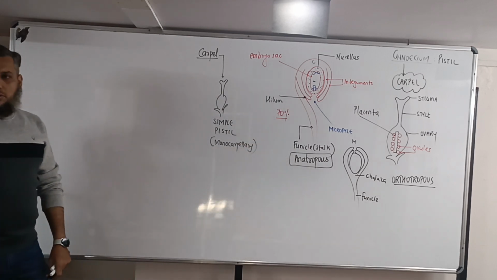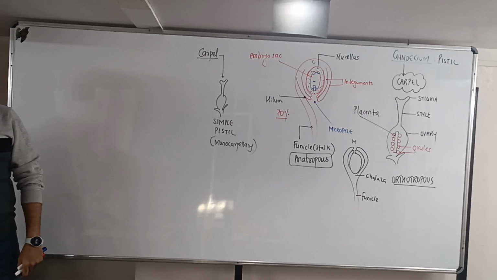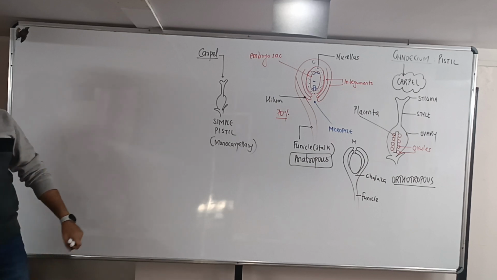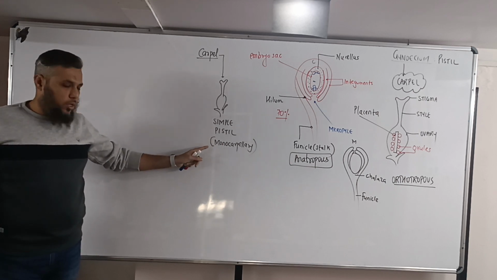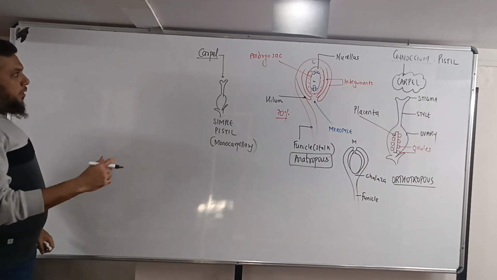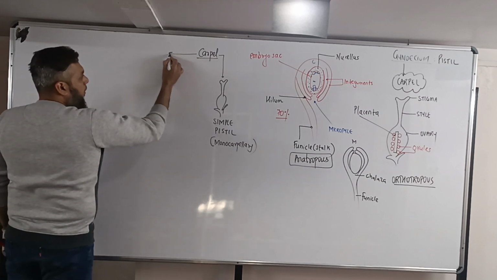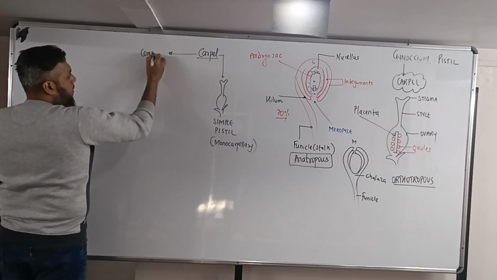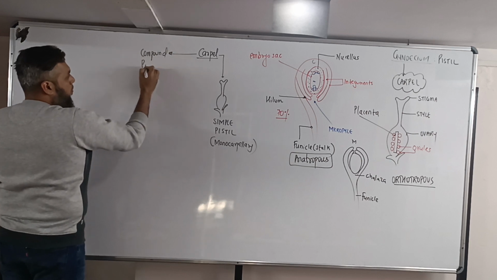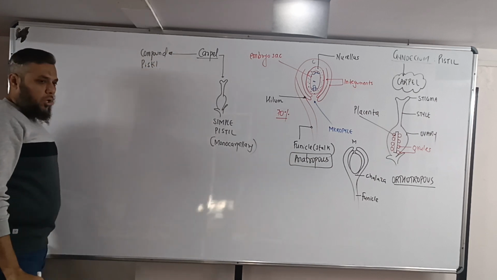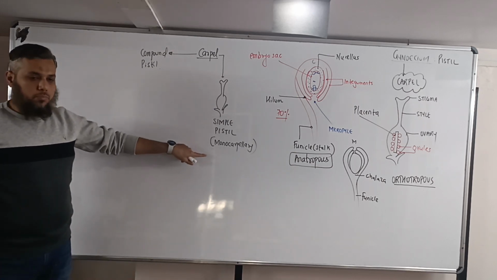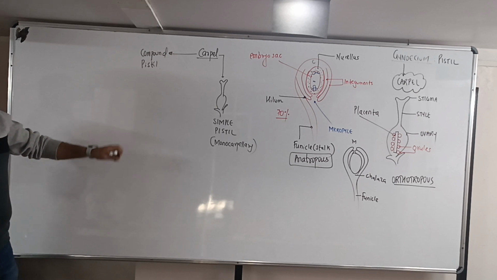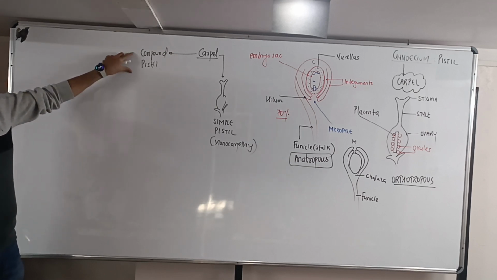It is called monocarpellary. What do you call it? Monocarpellary. Understood what is monocarpellary? A simple pistil, a single carpel, is called monocarpellary. More than one will be called a compound pistil or a polycarpellary condition. A single one is called monocarpellary. More than one is called a compound pistil, or polycarpellary condition.